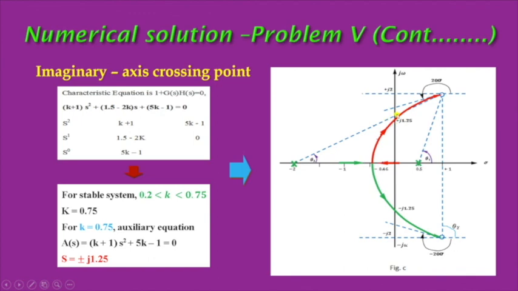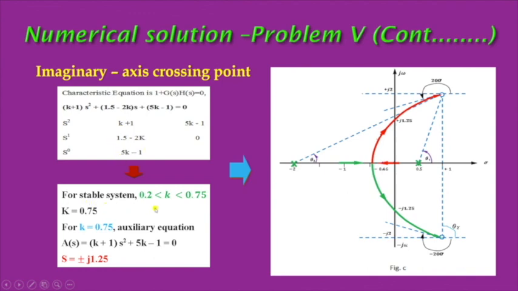So this root locus crosses the imaginary axis. Then find the crossing point of the imaginary axis using the Routh array. So taking the characteristic equation 1 plus G(s)H(s) equal to 0, this becomes (K plus 1) s square plus (1.5 minus 2K) s plus (5K minus 1) equal to 0. So using Routh, we get this value.